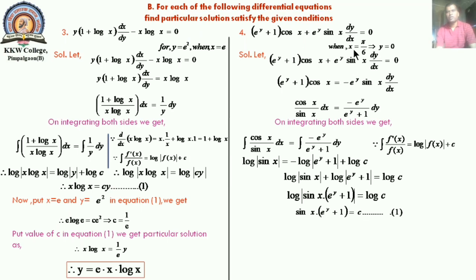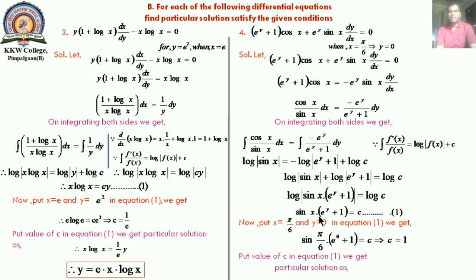Now you will use the condition x is pi by 6 and y is equal to 0 in equation 1. We get c is equal to 1. Putting c in equation 1, you will get sin x into (e raised to y plus 1) is 1, the particular solution.